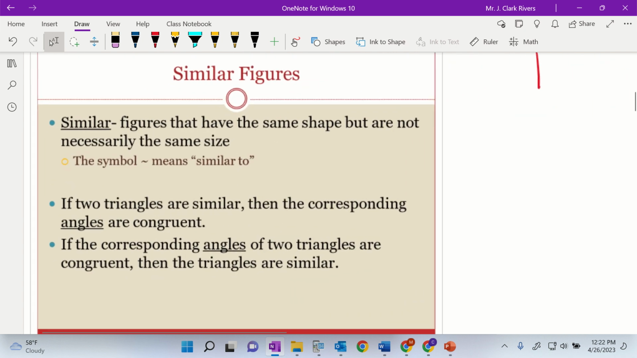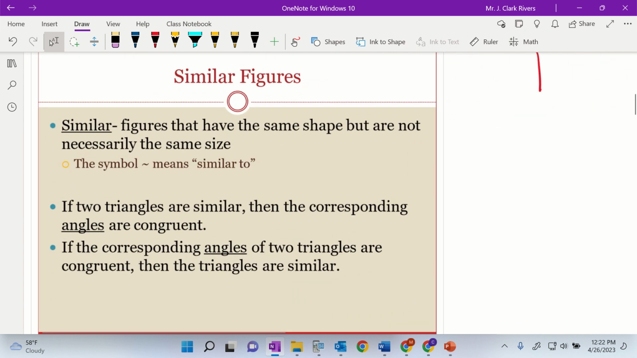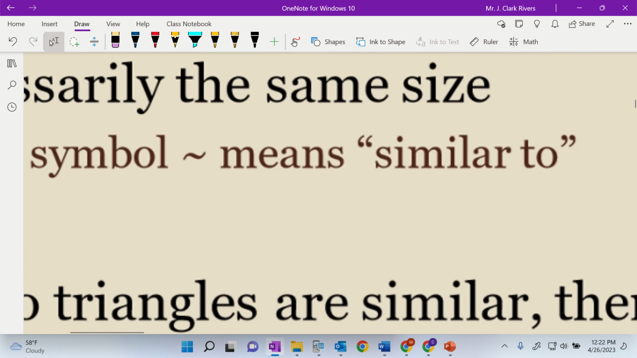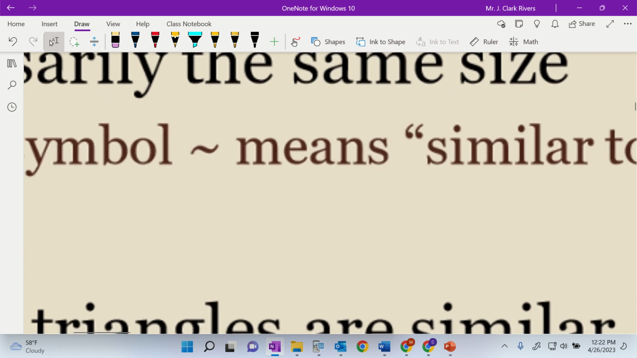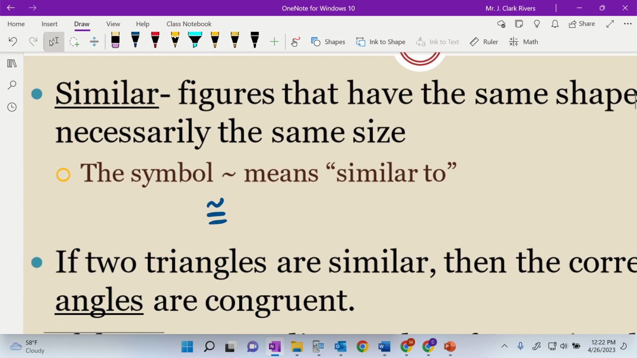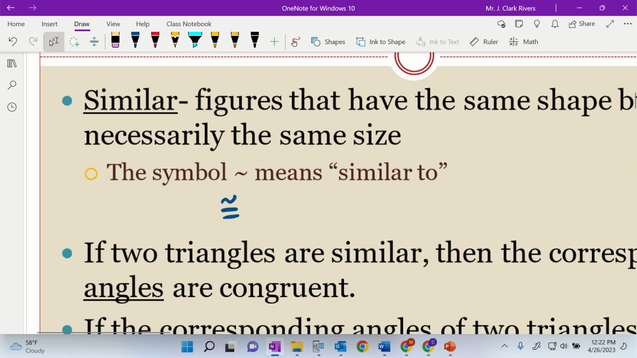So let's talk about similar figures here. Scroll down until you get to this. What does it mean for two figures to be similar? It means figures that have the same shape, but they are not necessarily the same size. So this symbol right there, it's like that squiggle on top of the congruency symbol. It's kind of the same idea. It's different, but it's that same shape. It means similar to. So if you see that squiggle by itself, it means similar.